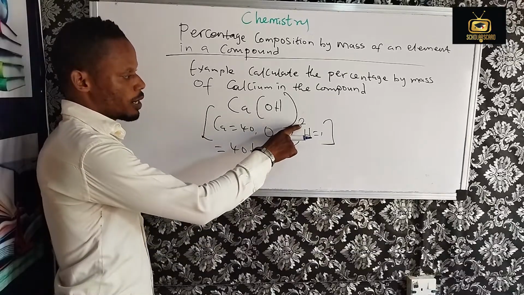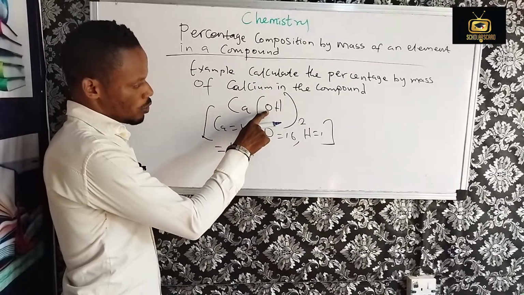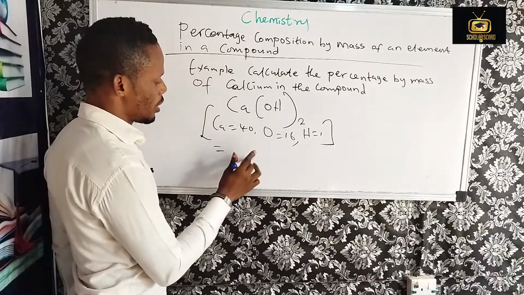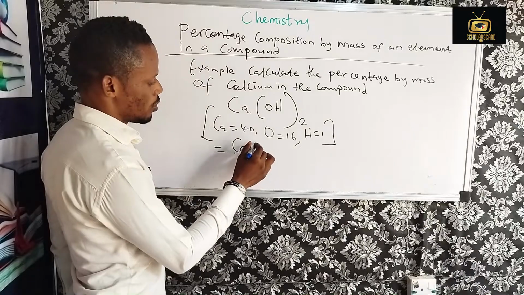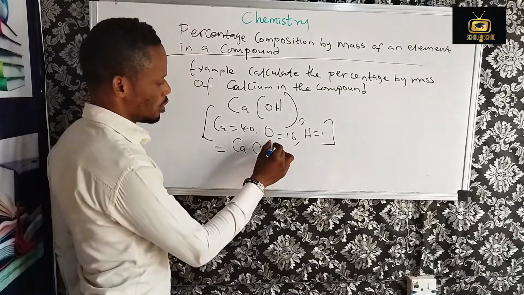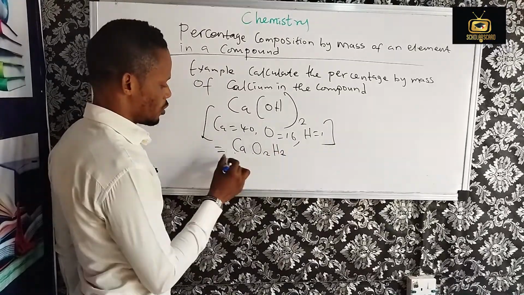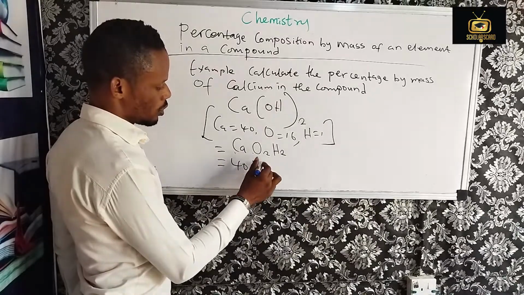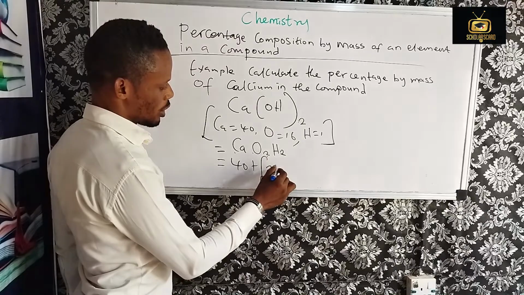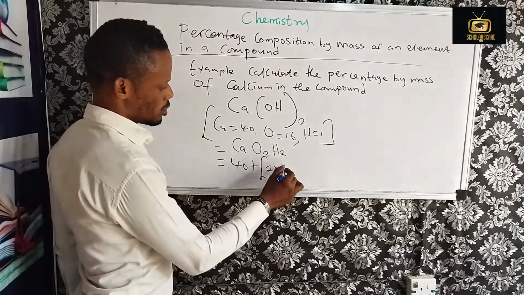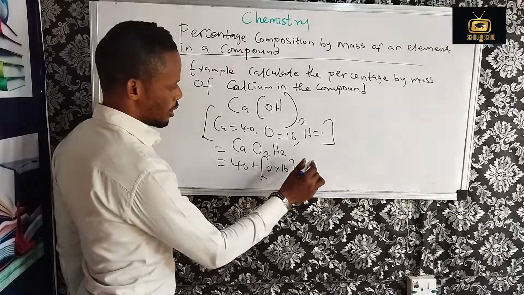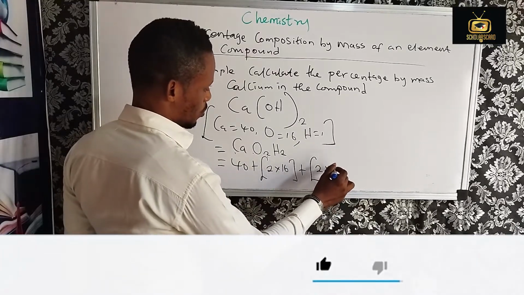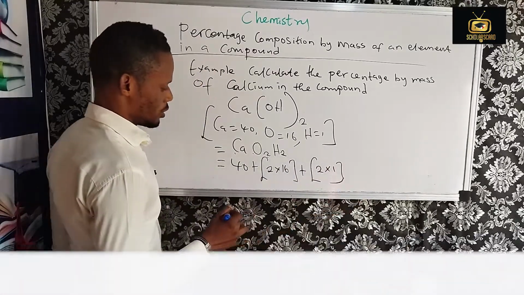Now, look at this bracket. Oxygen times 2, that's O2. If I do that, we have calcium, open the bracket, O2, H2. So this is what we have. We can see that calcium is 40 plus oxygen 2 times 16 plus hydrogen 2 times 1. Are you getting it now?